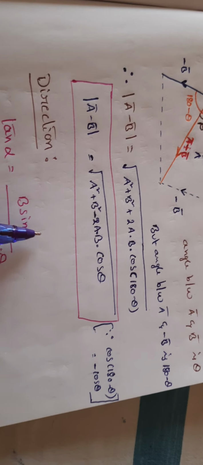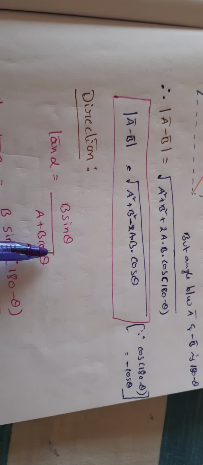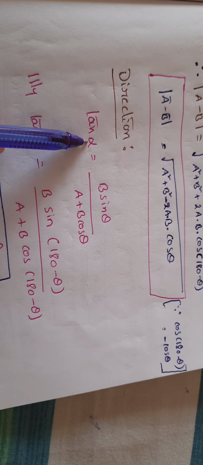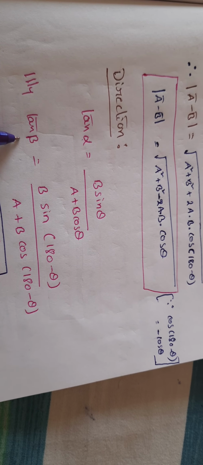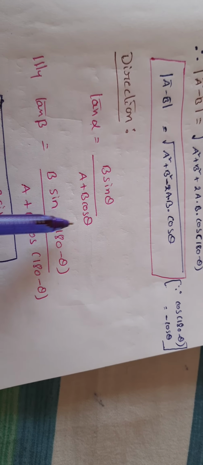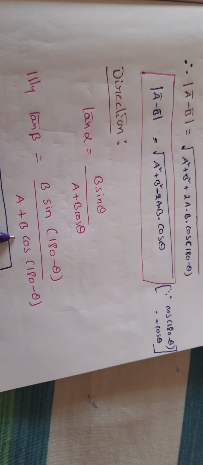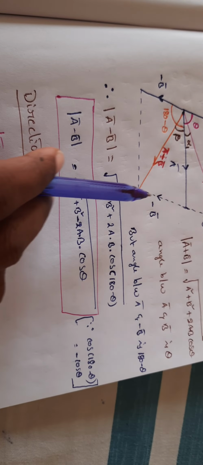Come on, young minds. Now in place of theta, you are going to substitute 180 minus theta. In place of tan alpha, you are going to take tan beta. If you just want to go by formula, or you want to go by concept, yeah, the same thing.